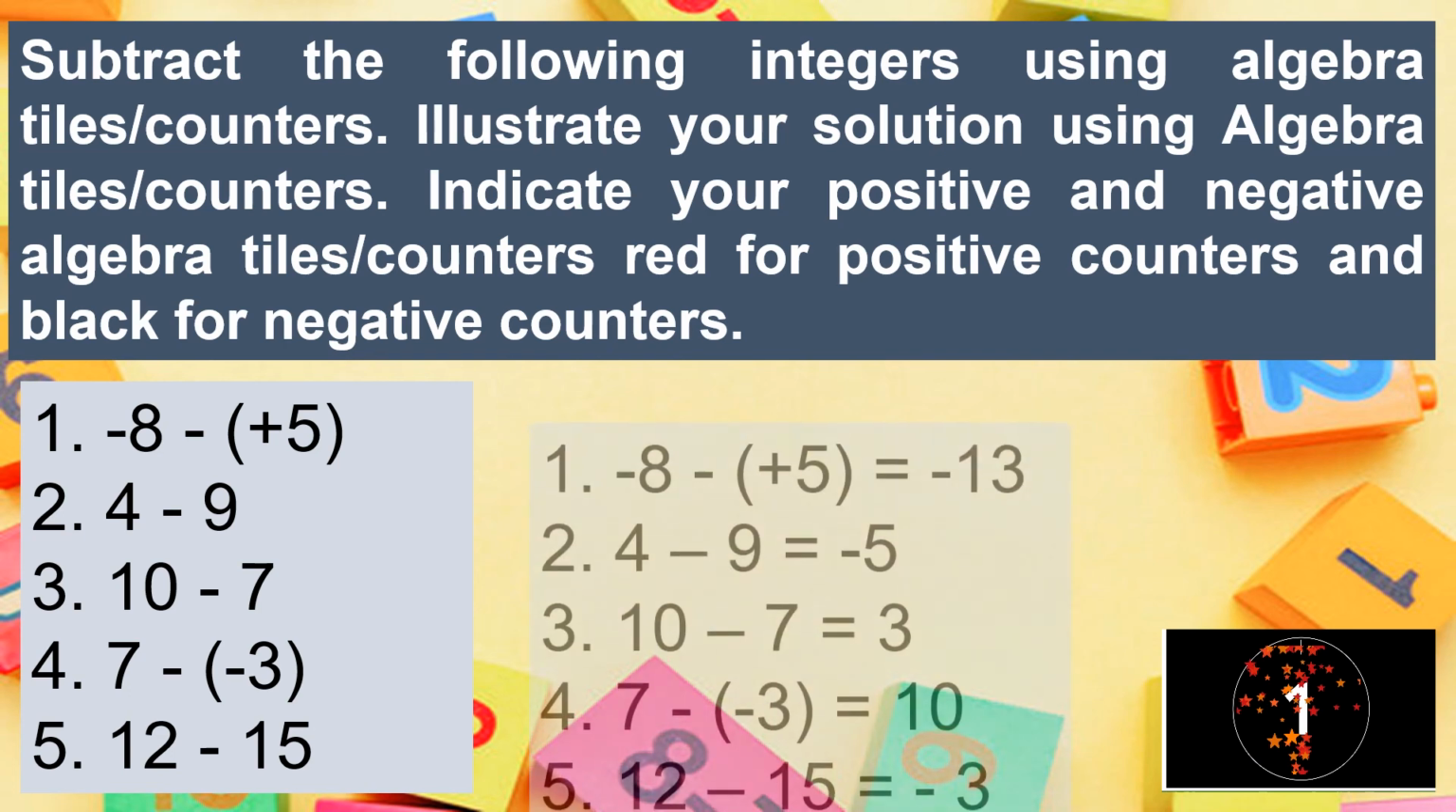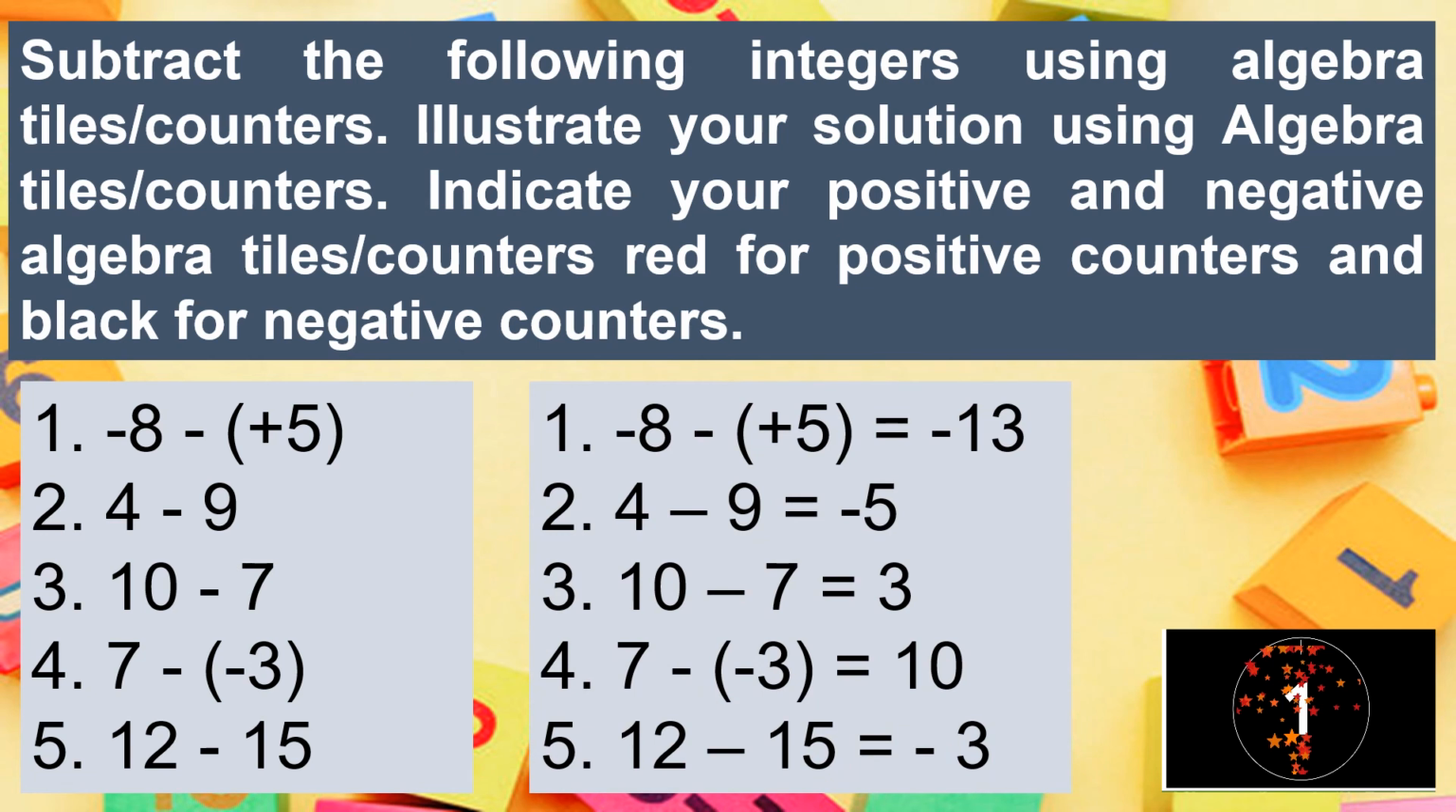So the answer: negative 8 minus positive 5 equals negative 13. So naging siyang addition. Next, 4 minus 9 equals negative 5. Dahil hindi mo naman pwedeng i-minus yung 4 sa 9. So, negative 5. Next, positive 10 minus 7 equals 3. Number 4, 7 minus negative 3 equals positive 10. Number 5, 12 minus 15 equals negative 3.